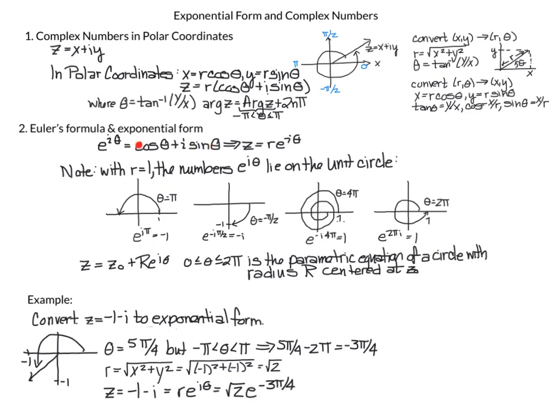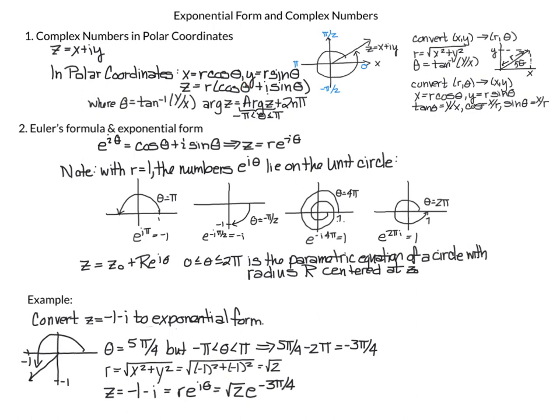Now we replace this cosine theta plus i sine theta here with e to the i theta, and we get z equals r e to the i theta. And again, this is a very important way of being able to express our exponential form. This is also important as well as this. So you need to be able to be facile in all 3 expressions.